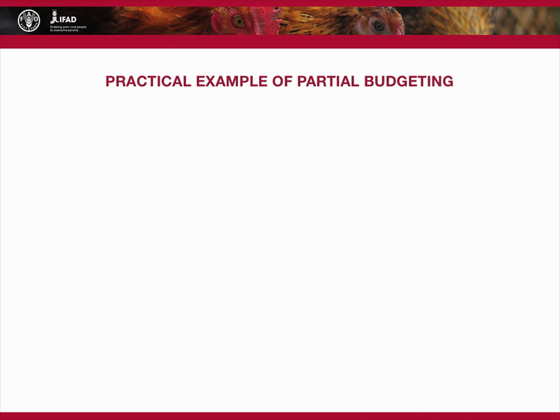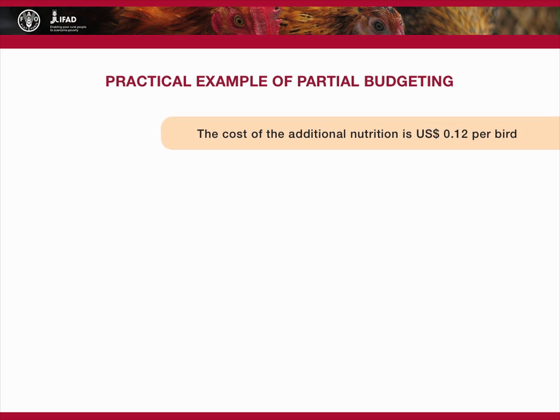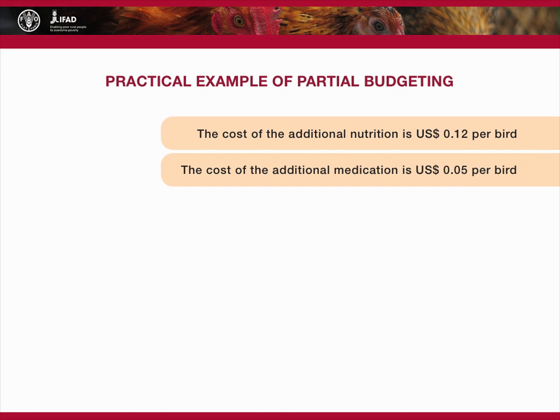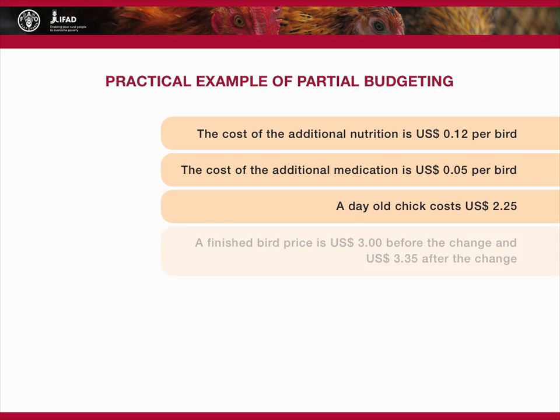You are given the following information. The cost of the additional nutrition is 12 cents per bird. The cost of the additional medication is 5 cents per bird. A day-old chick costs $2.25. A finished bird price is $3 before the change and $3.35 after the change.